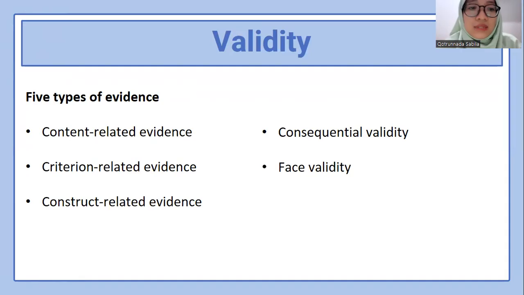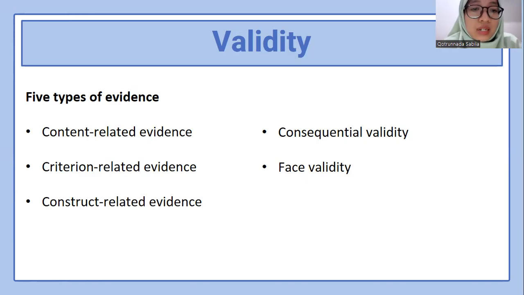And then validity. Test validity may focus on the consequences of a test, even on the test taker's perceptions of validity. We will look at these 5 types of evidence. Content-related evidence. You can usually identify content-related evidence observationally if you can clearly define the achievement that you are measuring.